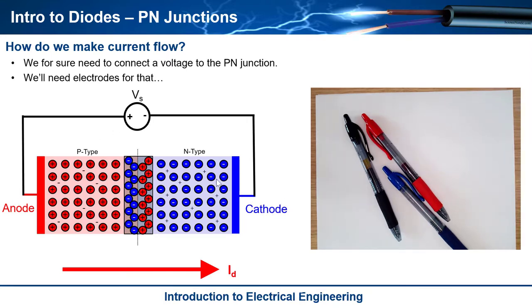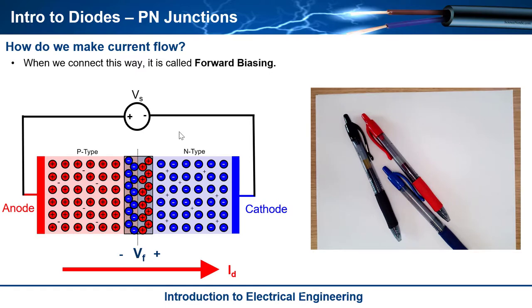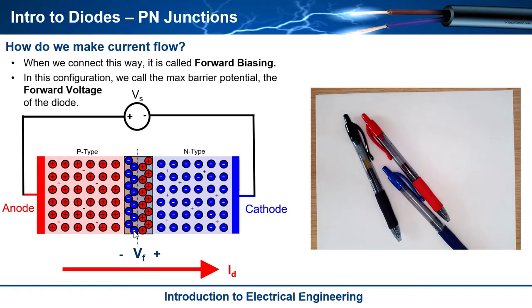Okay, so now we have a way to connect the terminals to the actual p-n junction, and let's take a look at what happens. When I do it this way, it's called forward biasing. Forward biasing is what I call the normal operation of a diode, and you can essentially think of it as putting a positive and a negative voltage across this. When I connect it that way, the barrier potential becomes like a specification of the device. So we call it the forward voltage, and we say, for current to flow, we have to put enough voltage supply across this PN junction so that we can overcome the barrier potential, which is what we call the forward voltage.